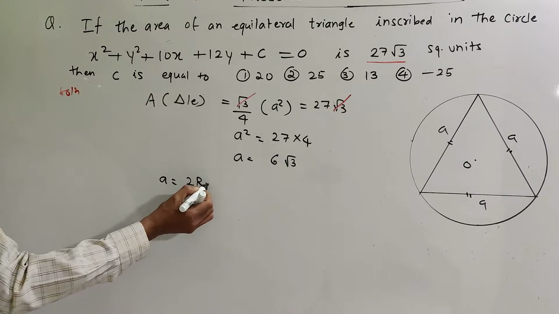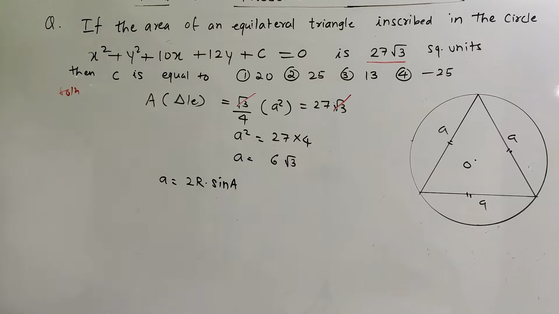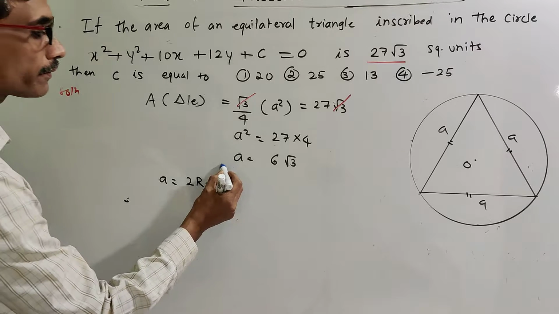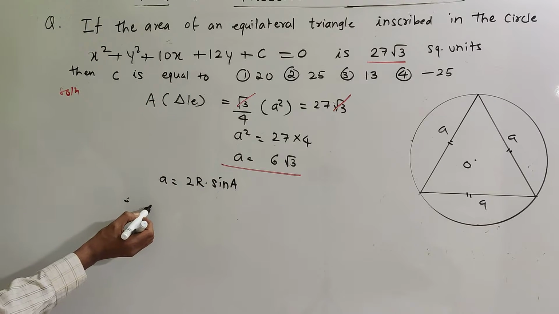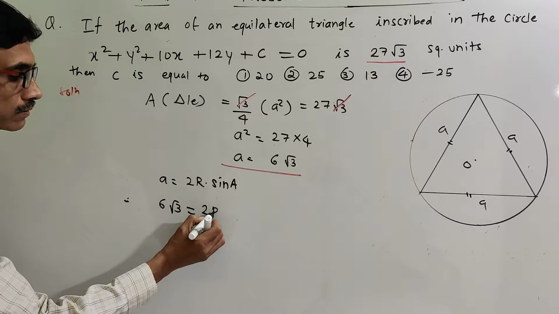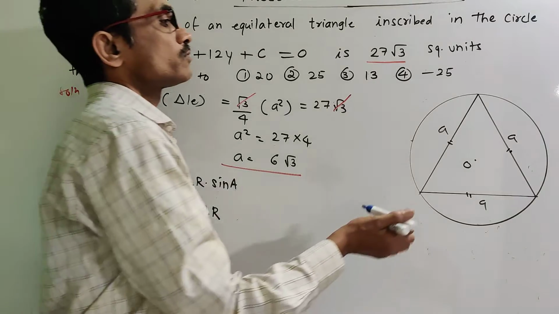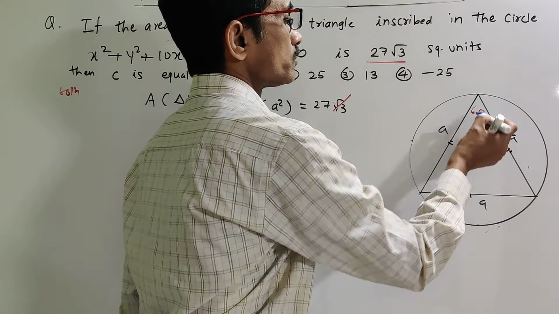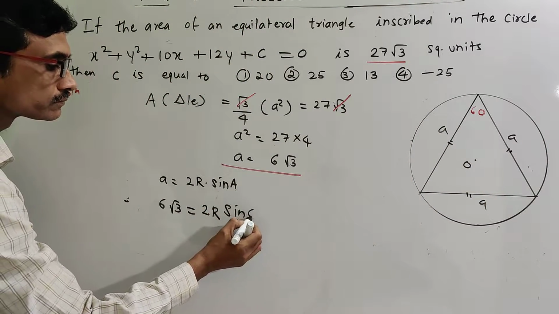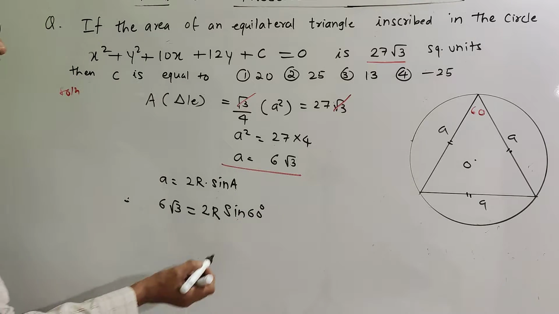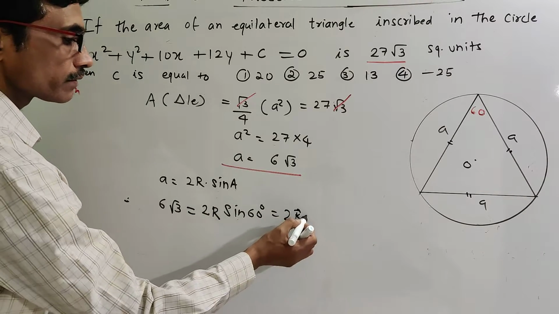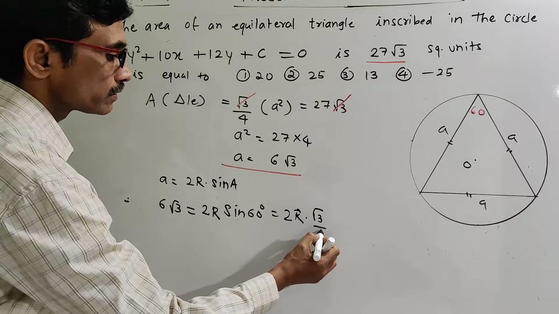So 2R sin A, that is the angle A. Here A is known to us, so we substitute A as 6√3. That is equal to 2R sin A, as this angle is 60 degrees, because it is an equilateral triangle. So it is sin 60 degrees, and therefore it is 2R times sin 60 degrees, which is √3/2.